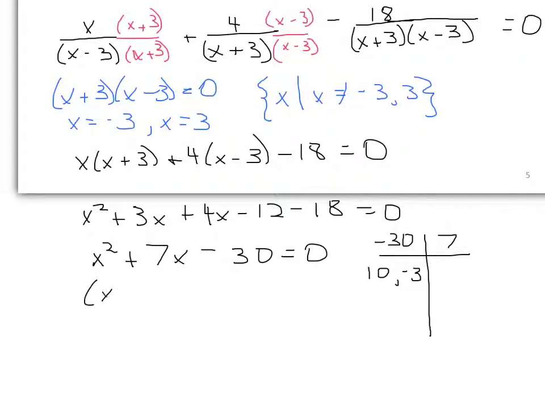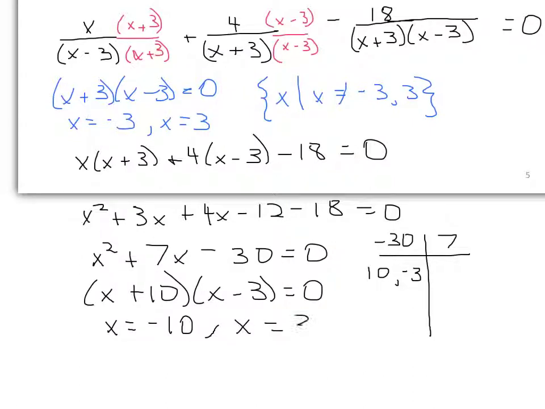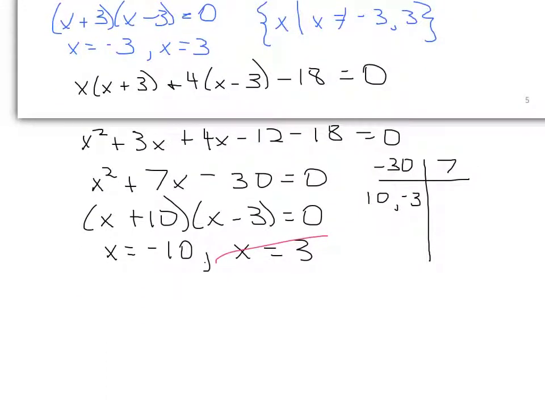So we rewrite this as x plus 10 times x minus 3 equals 0, and we come out with the solutions x equals -10 and x equals 3. Except we need to check and make sure neither of these values are excluded, and sure enough the 3 is excluded. So we discard that solution and our final solution is going to be -10.